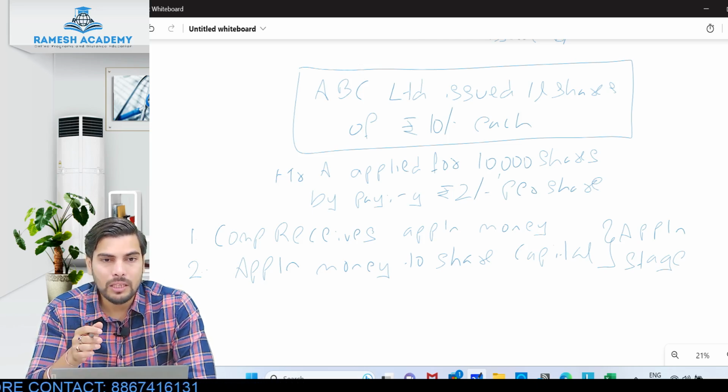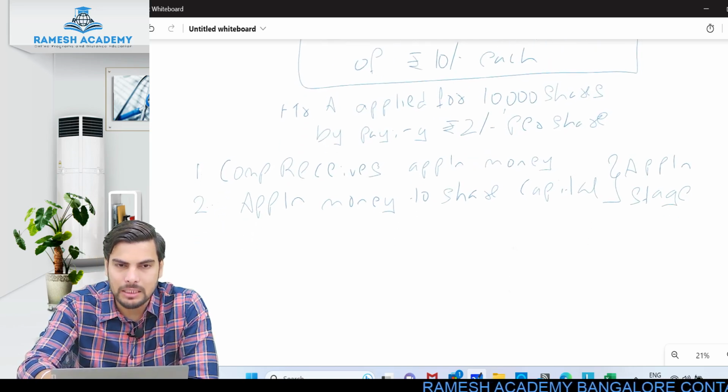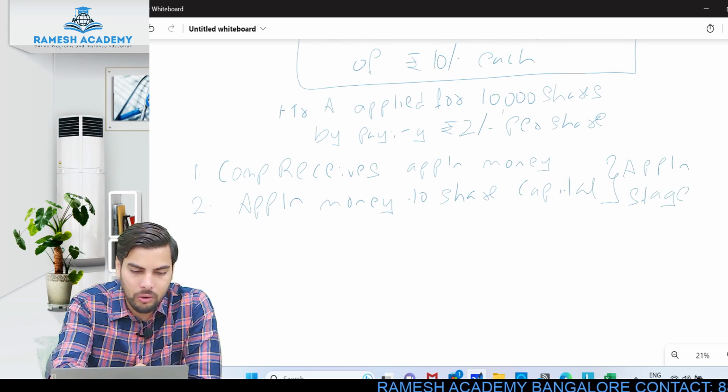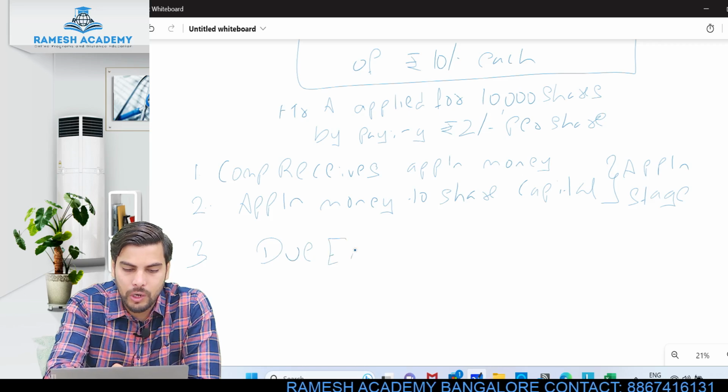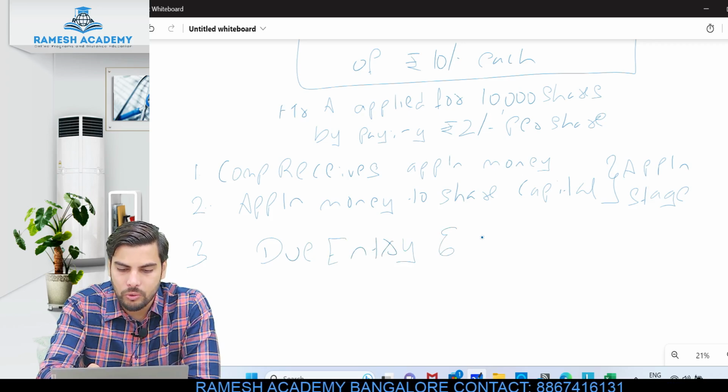Once people apply, the company will have clarity about this particular scenario. I issued 10,000 shares, and 10,000 shares are subscribed by the public. So after that I know what I need to do. From the second stage onwards, we just need to pass something called a due entry and a receipt entry.